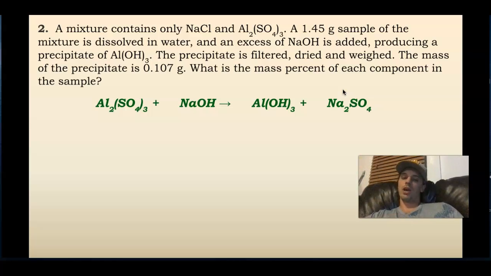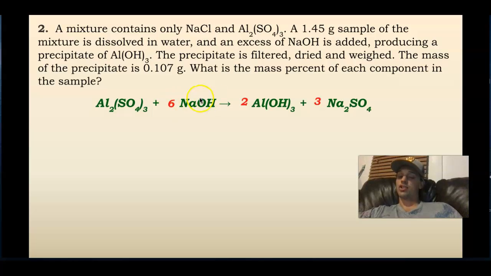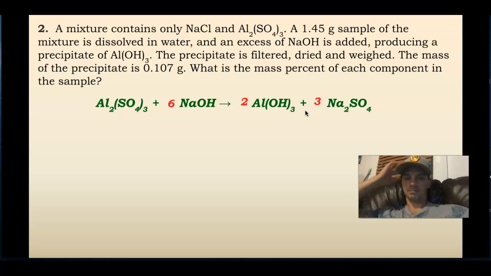With every chemical equation, please balance. I have 2 aluminums, 1 aluminum, I'm going to add a 2. I have 3 sulfates, 1 sulfate, I add a 3. I have 6 sodiums here, I need to add a 6, and that actually balances my hydroxide. So this is my balanced chemical equation.